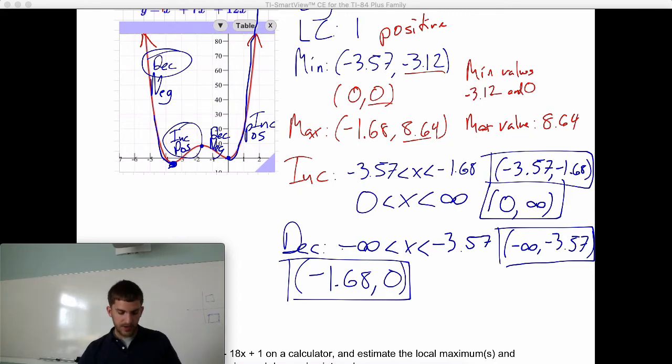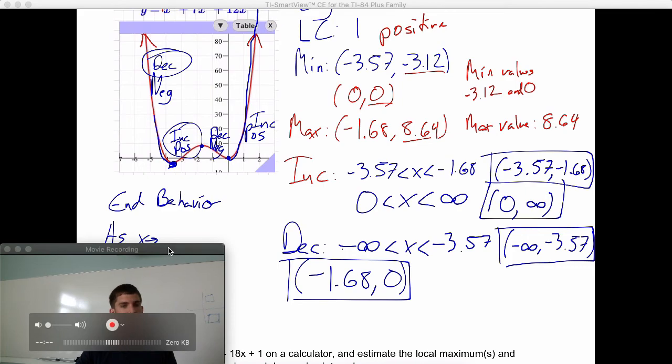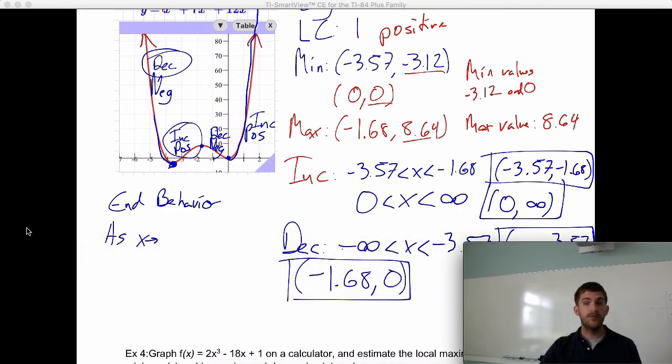Let's see. End behavior is next up. I went out of order. End behavior. I'm going to do that over here. Remember, every end behavior is going to follow this pattern. It's going to say as x approaches, and if you have Mrs. Walker or if you have me, we actually do this in a slightly different order, and they're both perfectly okay.